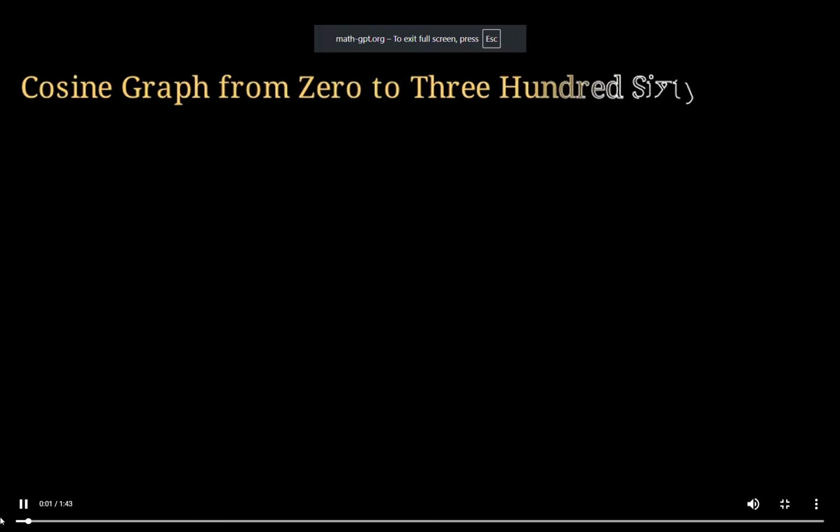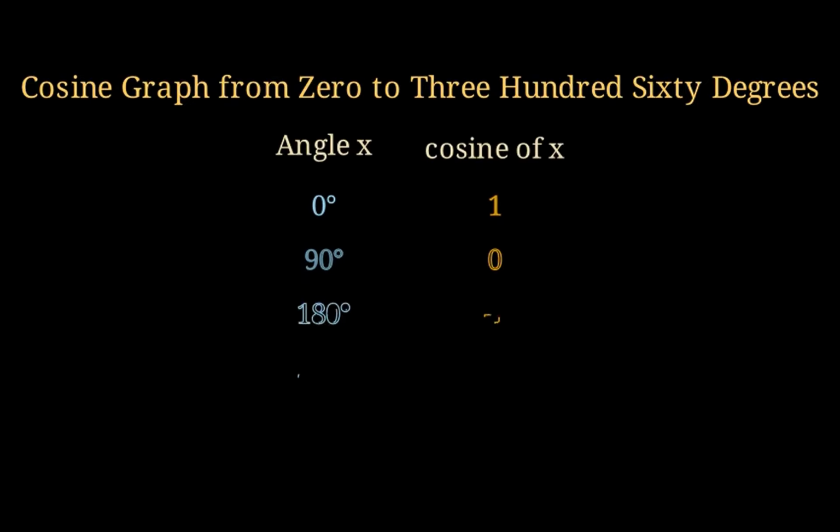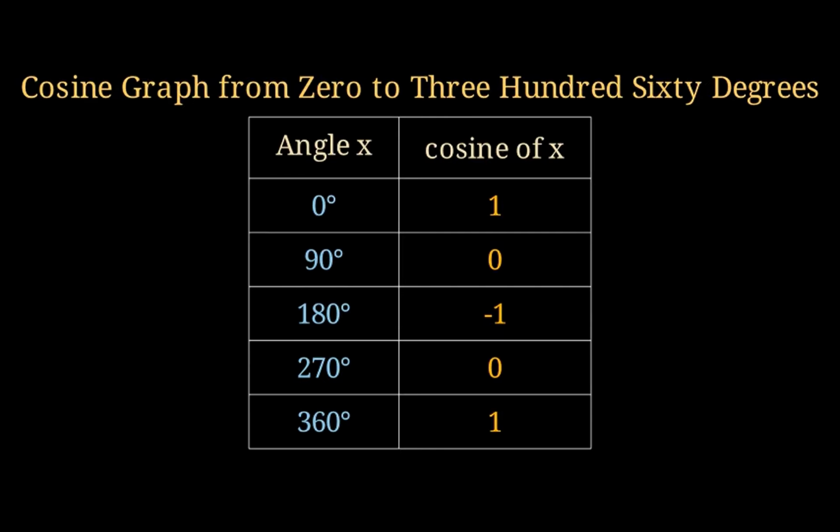In this lesson, we are drawing a cosine curve from 0 degrees all the way to 360 degrees, stepping in 90-degree increments, so we can see the full wave pattern of cos. First, we build a table of the key angles and cosine values. We will reference this table while plotting the graph.